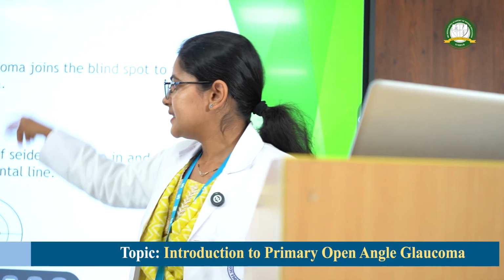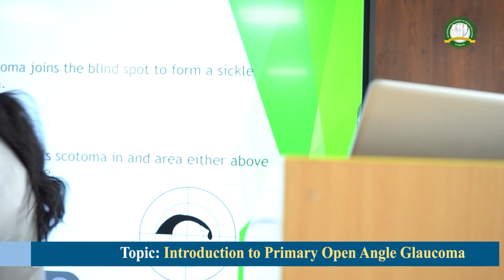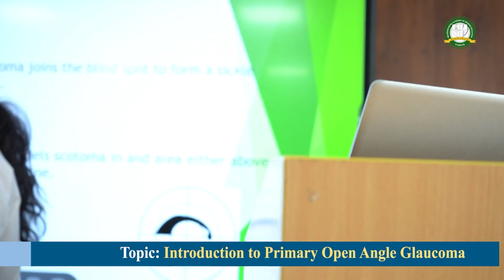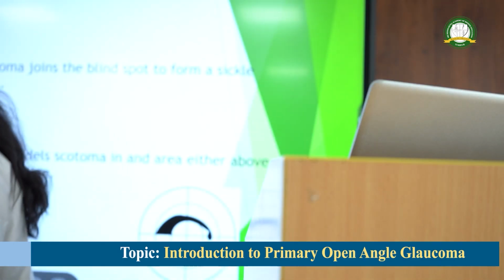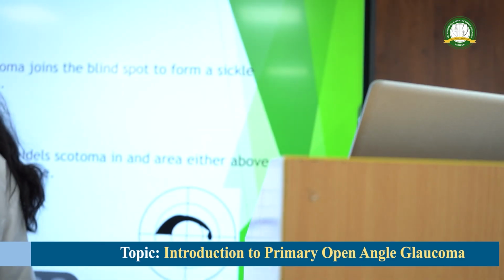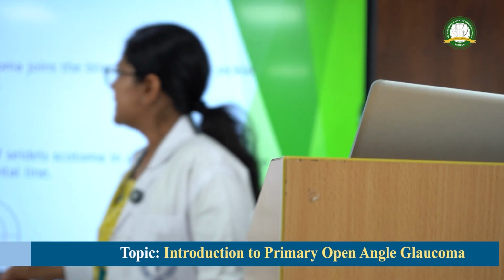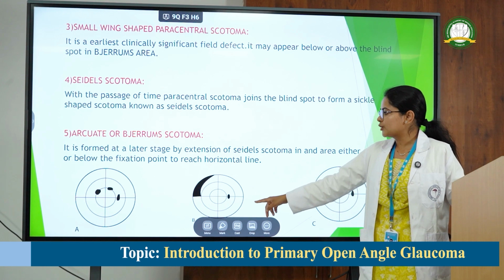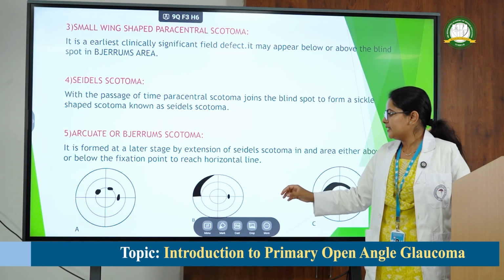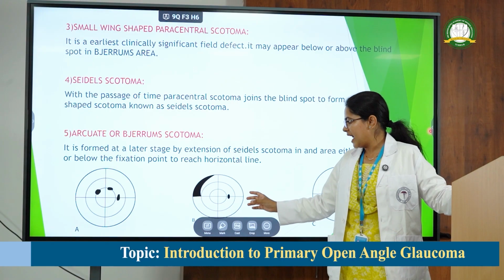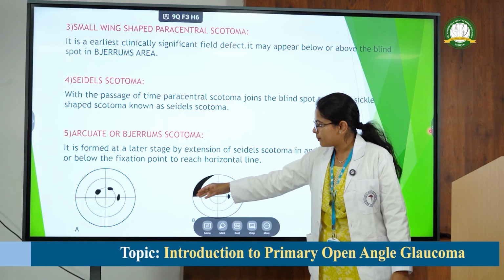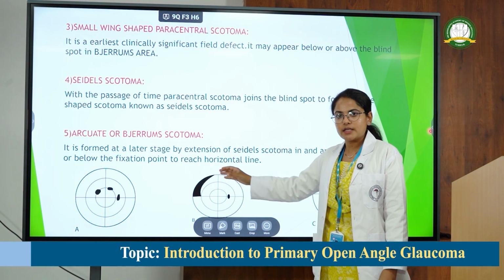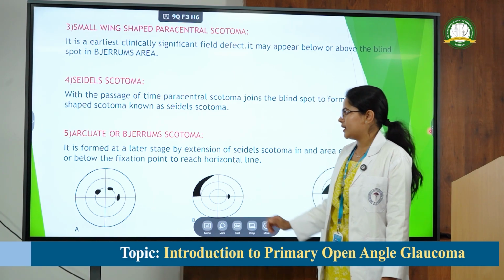Then what will we have? Seidel scotoma. The paracentral scotoma joins the blind spot and it forms the Seidel scotoma like this. It will join the blind spot. So that is called Seidel scotoma. Then we have arcuate scotoma or Bjerrum scotoma. In arcuate scotoma, what will happen? In one complete isopter, there is formation of scotoma. So that is called arcuate scotoma.